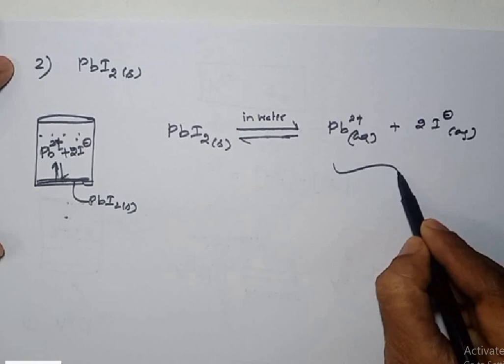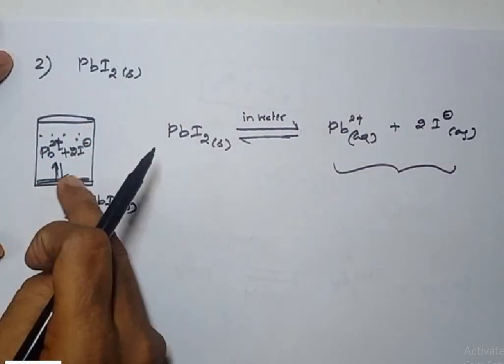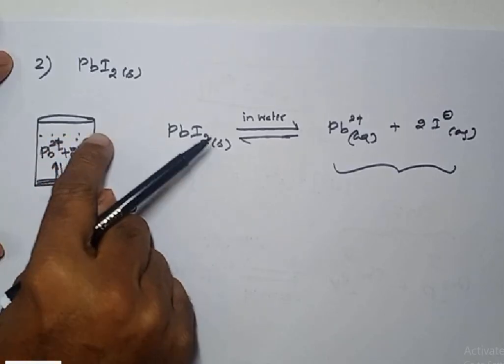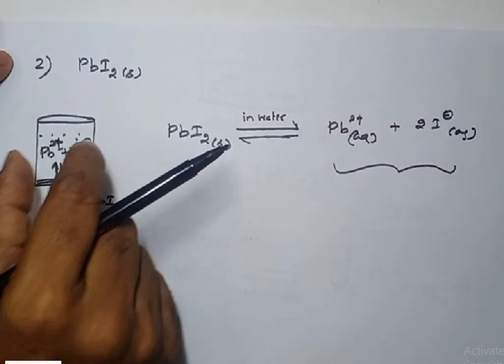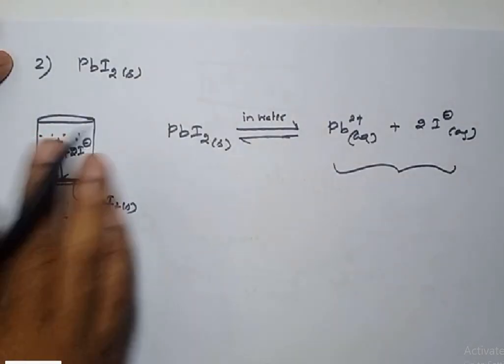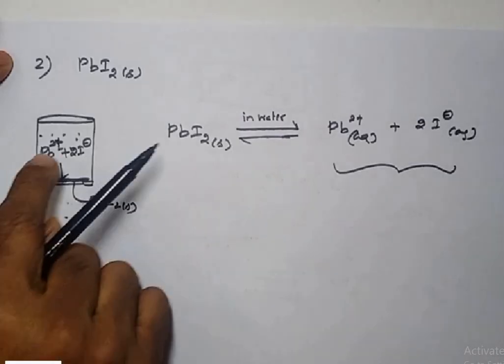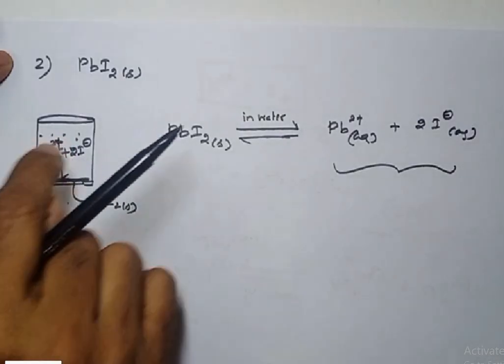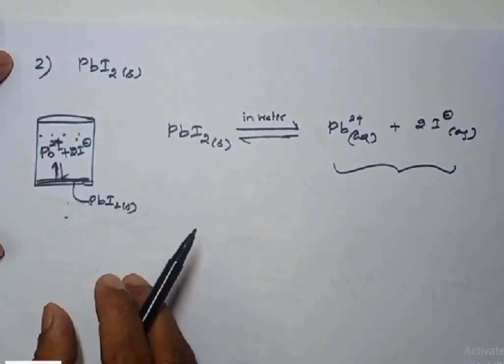Remember, once it attains equilibrium, the concentration of Pb2+ and iodide, everything remains constant. They need not be the same, but remain constant. So I can say that the solution is a saturated solution. No more solid dissolves in that. It is a saturated solution.